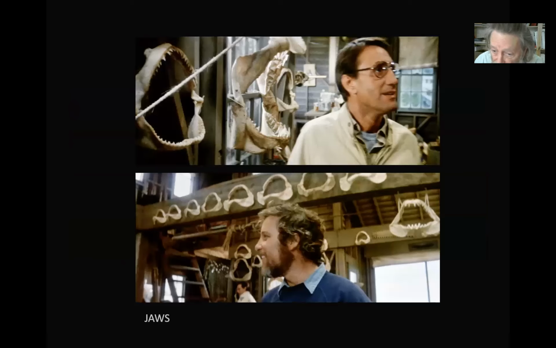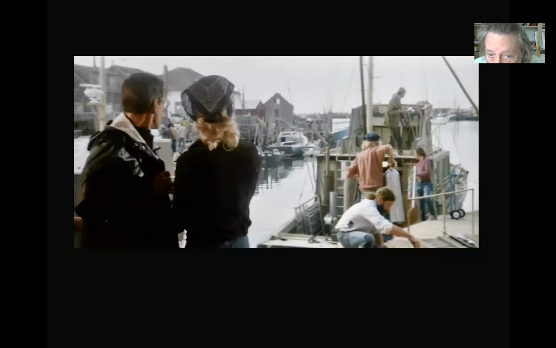In the movie Jaws, we see Rod Scheider is the sheriff, and Richard Dreyfuss is a marine biologist, and they have a shark problem in Martha's Vineyard. Notice all the shark's teeth. And they have to go out and find this shark, which is eating up people just all along the beach.